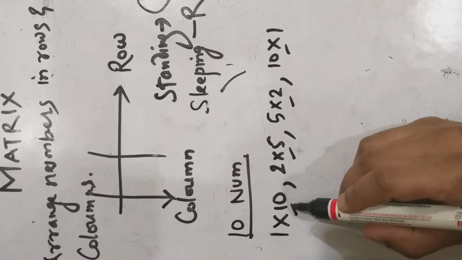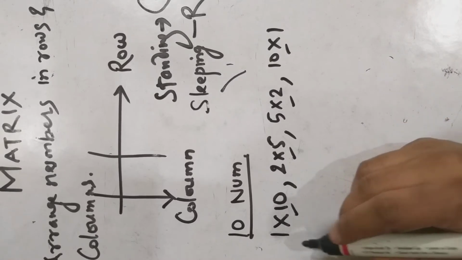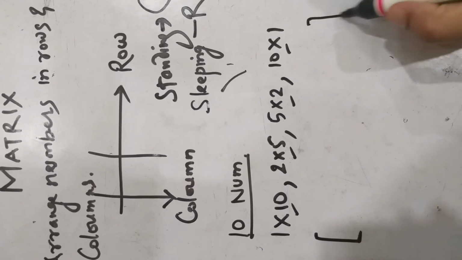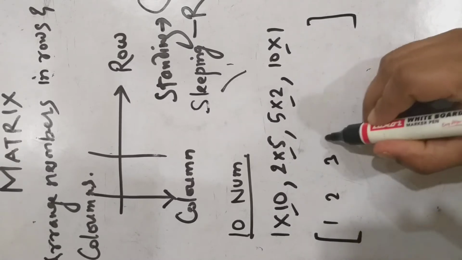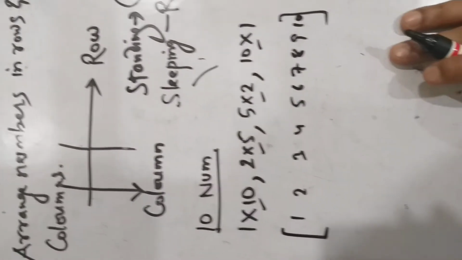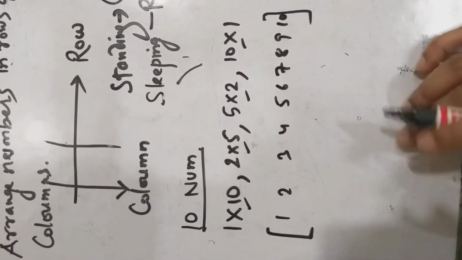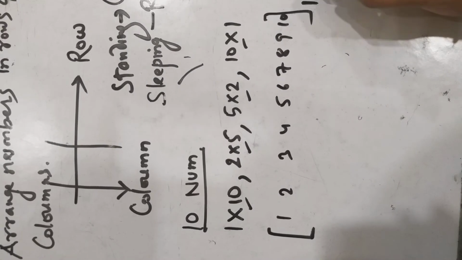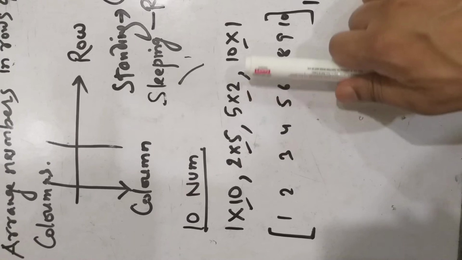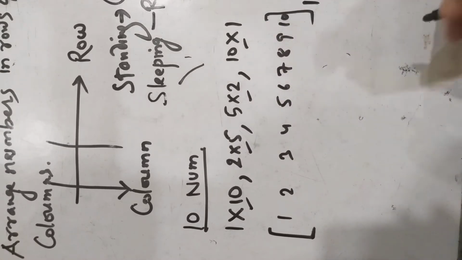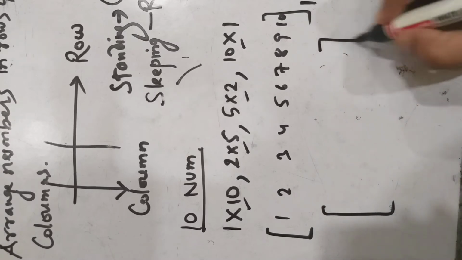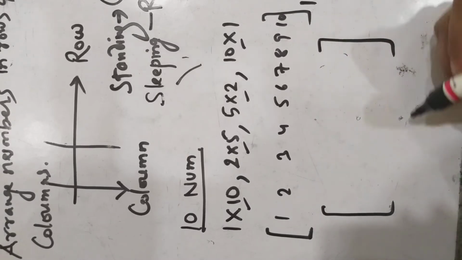This 1 into 10 means there will be only one row and 10 numbers we write: 1, 2, 3, 4, 5, 6, 7, 8, 9, 10. All these numbers come in a single row. This is one row and 10 columns. Fine. If I write 2 into 5, then obviously my matrix is always in a bracket.